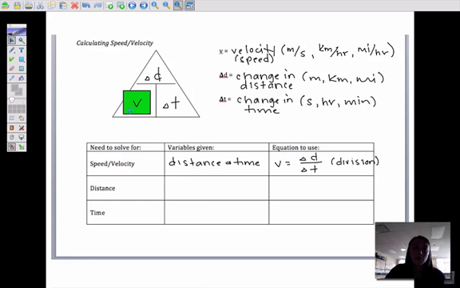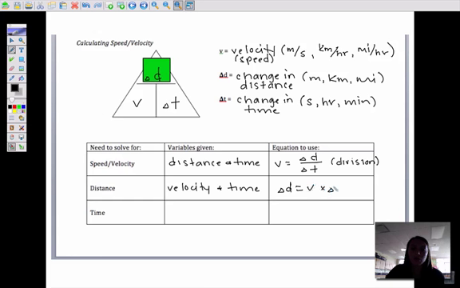Say we need to solve for distance. So we would cover up the d with our finger, and we're left with v and t. So the variables we'd have to be given are velocity and time. So the change in distance would be equal to v, and then it's next to t. Now if two variables are next to each other in our triangle, that means we're going to multiply them. So the change in distance is going to be equal to velocity times the change in time. Put a little note to ourselves that we're going to multiply, but they're next to each other.